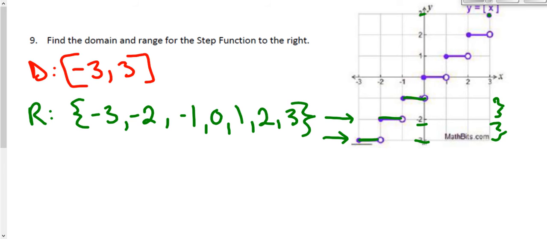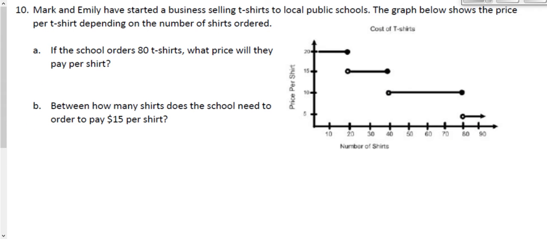Let's go ahead and take a look at question number 10. Question 10, again, is a step function. It says, Mark and Emily have been selling business t-shirts to local public schools. Here's the price per shirt on the side, based on the number of shirts that we want to buy. And our first question says, if the school orders 80 t-shirts, what price per shirt will they pay? So that's just asking you, if I input the number 80, what is my output going to be?